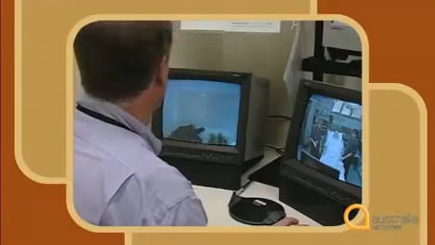Then someone who's got a lot more experience can be at this end and guide them through the process.